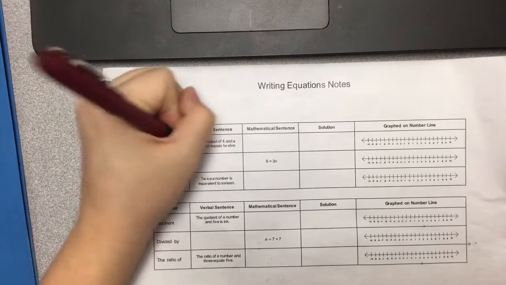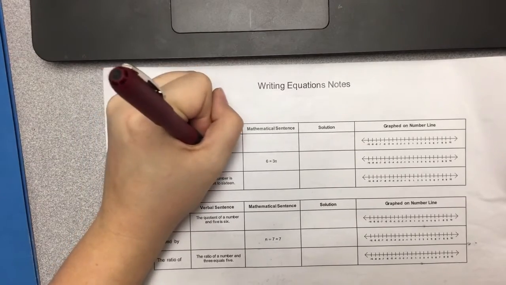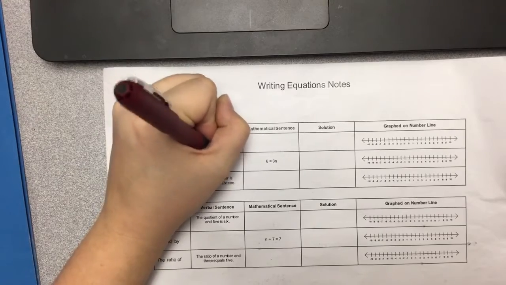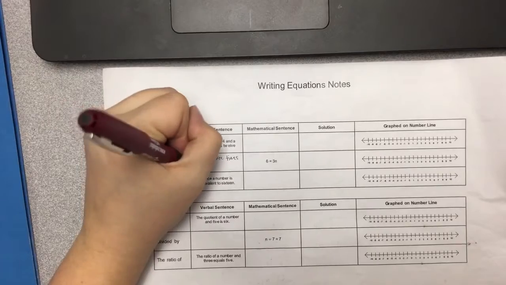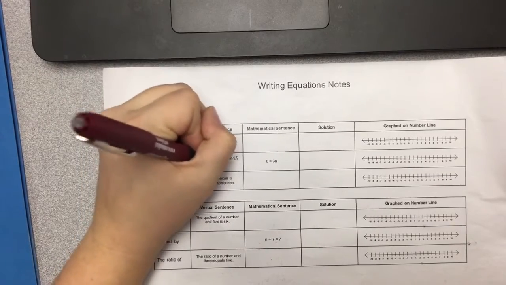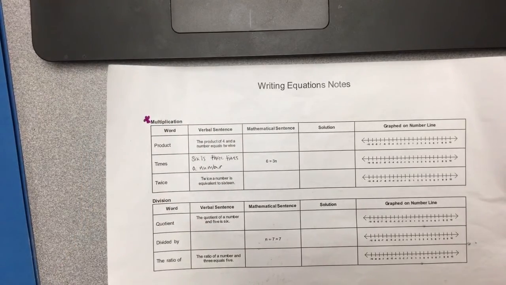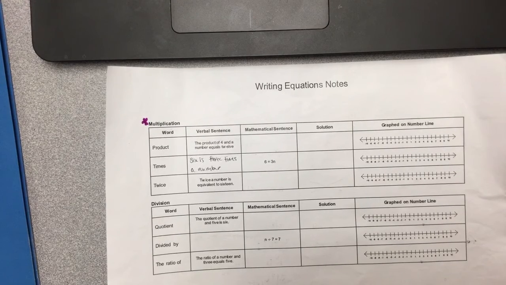6 is 3 times a number, because we don't just write our variable. We don't know what the n is, and we just know that n represents a number that we do not know yet, because that's what a variable is, a symbol or letter that represents a numerical value or a number.